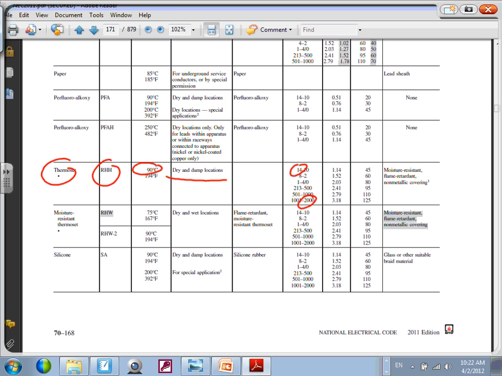These are the insulation types, guys, that you can deal with. If you want, look at this one, this insulation. What is it? PFA. You can buy this one rated for 200 Celsius. That's when it becomes high temperature derating. Any question, guys, about this table?